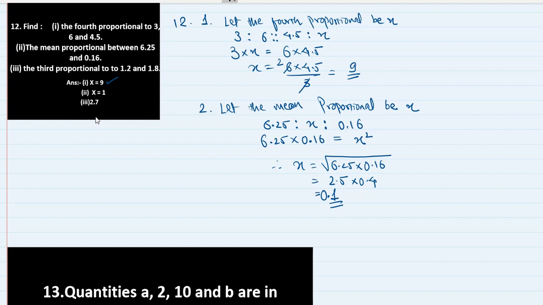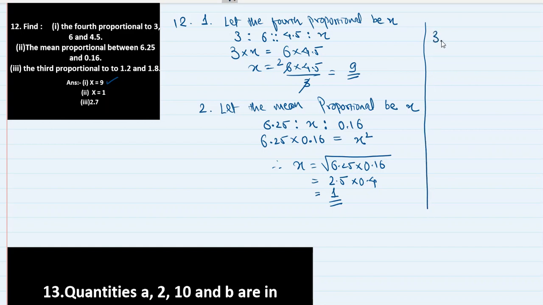Let me check. Yes, actually it is 1, not 0.1. Because 25 fours is 100 and with 2 decimal places, so it will be 1. Correct. My mistake. I'm sorry for that. Let's go ahead.